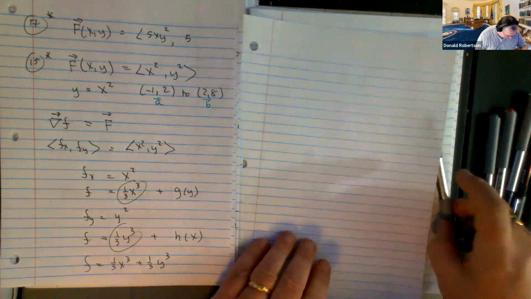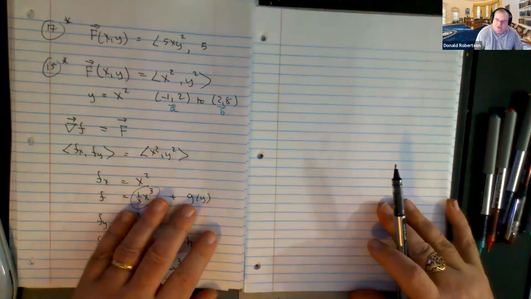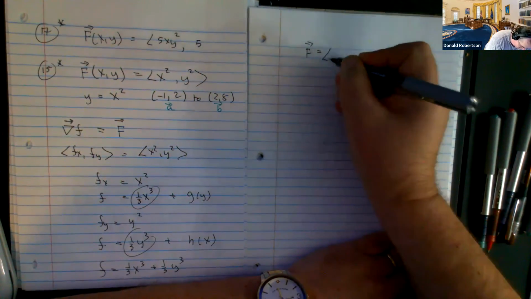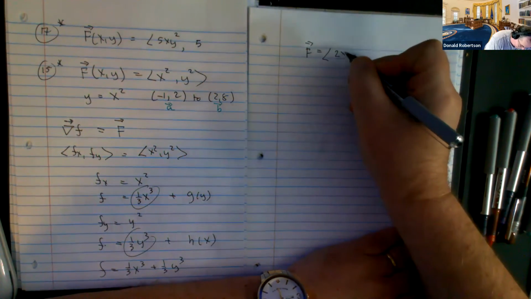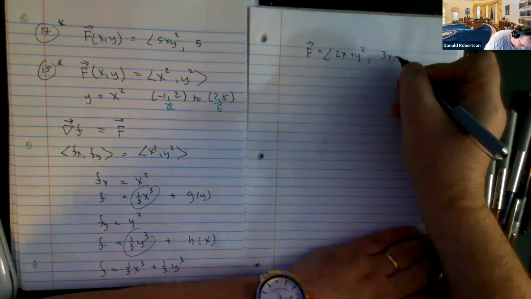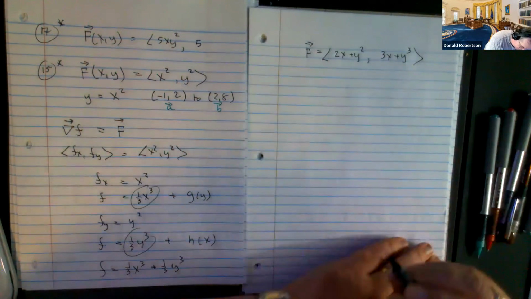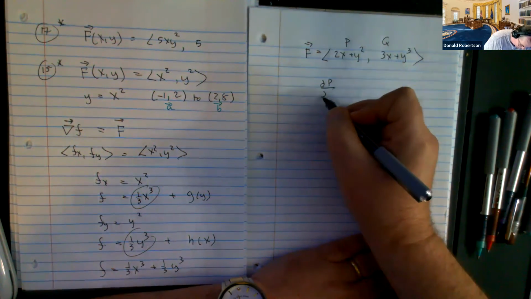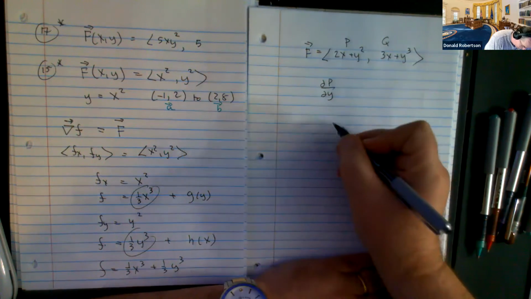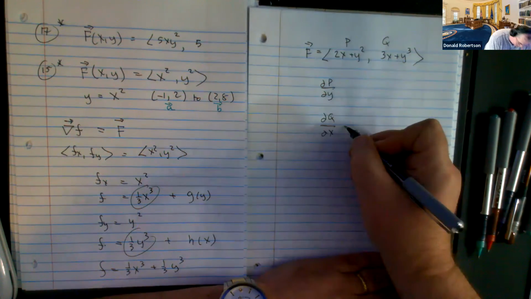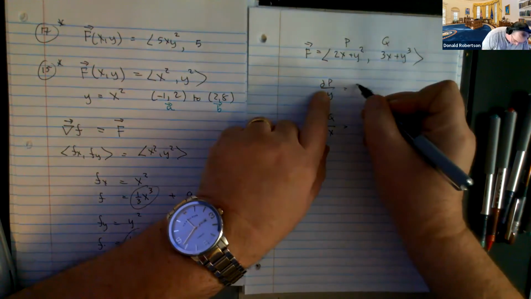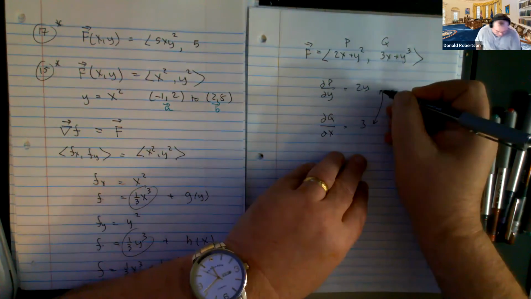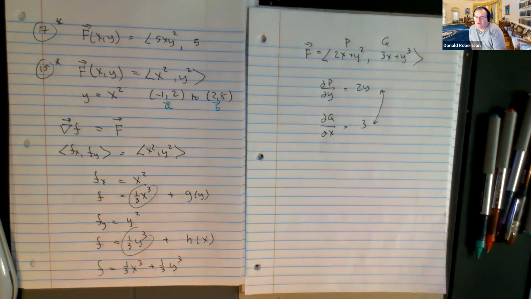Let's do the thing that scientists do, or more particularly engineers do. And they have a force field. And that's P, and that's Q. And I'm going to do the partial derivative with respect to y. And I'm going to do the partial derivative of this one with respect to x. And you do this one, you get 2y. And you do this one, and you get 3. Would you agree that that is not a conservative field?